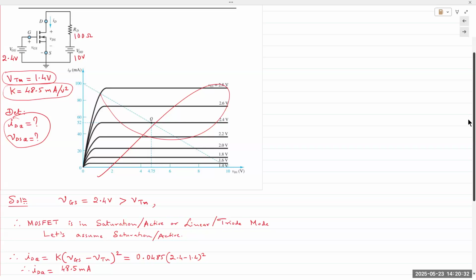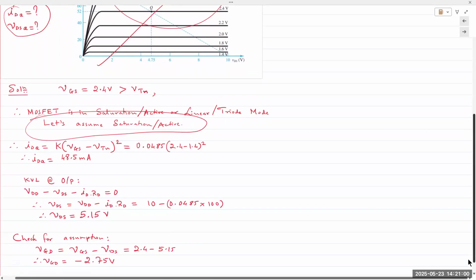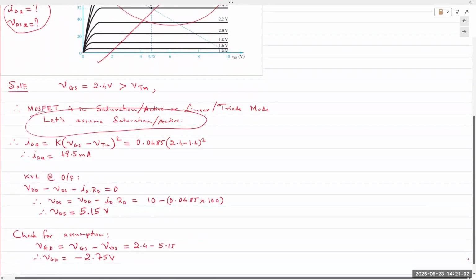It is on. And when it's on, we have two more options. Is the device in the active saturation region, or is it in the linear triode region? So we have to make an assumption. Typically, similar to BJTs in the active region used as an amplifier, we will choose the saturation active region and not the linear triode region.